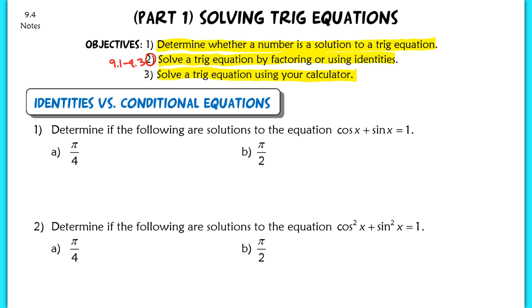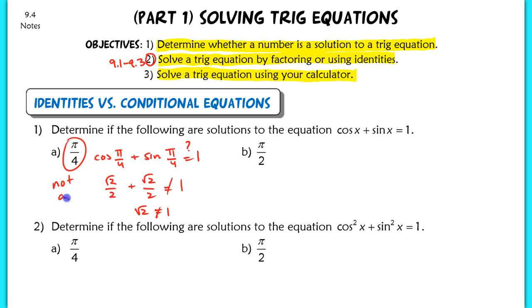It asks us to determine if the following are solutions to the equation, the cosine of x plus sine of x equals 1. So obviously I'm going to be plugging in this real number pi over 4 into the function here. So cosine of pi over 4 plus the sine of pi over 4, does that equal 1? Well, cosine of pi over 4 is root 2 over 2, and the same with the sine of pi over 4. If I add those together, it does not equal 1. That ends up being root 2 over 2 plus root 2 over 2, which simplifies to just root 2. Clearly not 1, so this is not a solution.